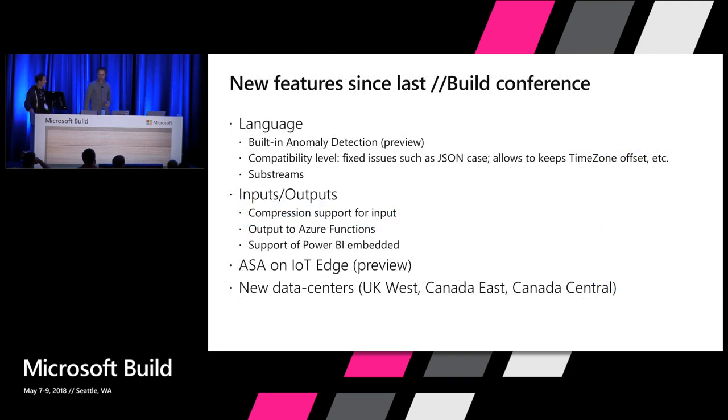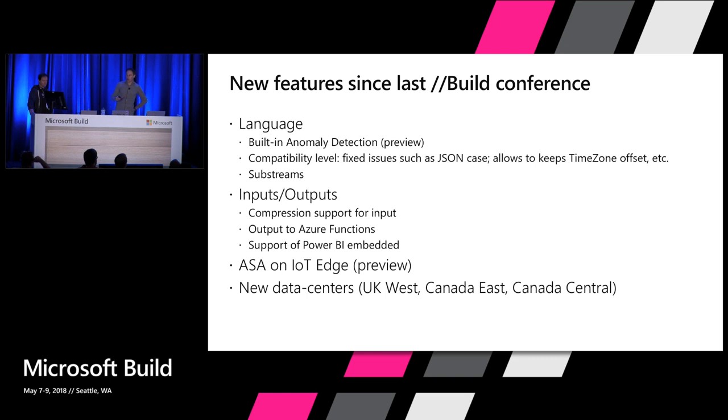So I mentioned a few of them, but I just wanted to recap what we did since last year, since last Build. In terms of language, we did the first version of built-in anomaly detection. We added compatibility level in January and fixed a few old bugs that were there for a very long time. Not really bugs, but kind of, but we couldn't change them because we don't want to break any job. Basically, when you run 24/7, we don't want to make any breaking change and change the behavior. So we introduced this compatibility level to be able to do these kinds of things. We introduced substreams, I talked about it.